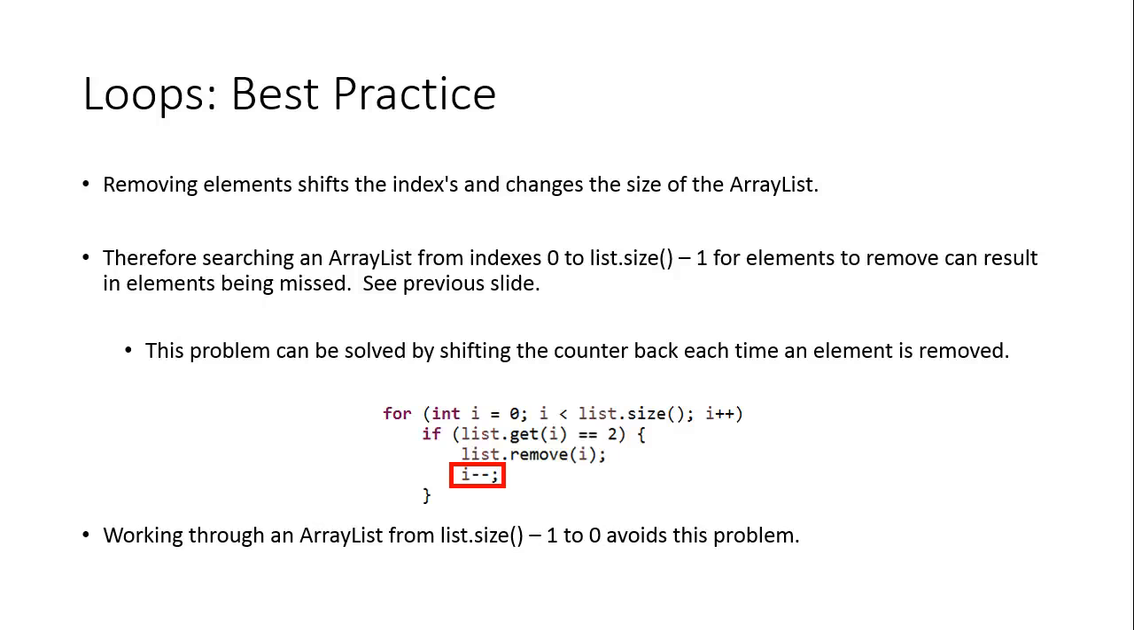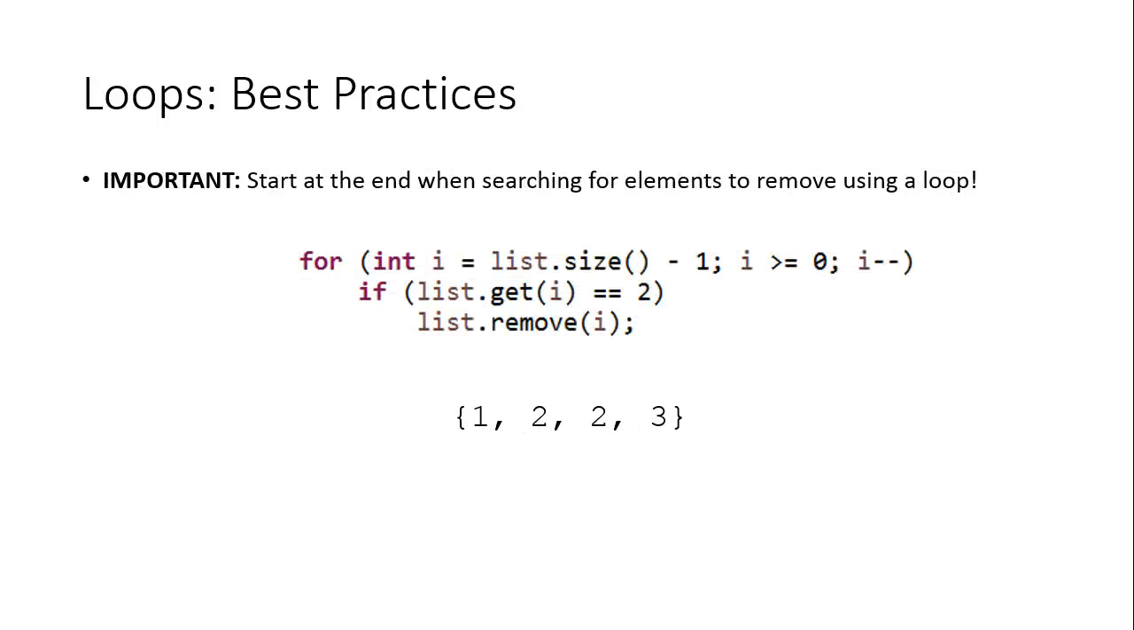However, if you work through the array list backwards, you avoid this problem. And this is the best practice. If you're searching an array list with the intent of removing elements, start at the end and work to the start, work to the beginning. And this is why. Watch. I is 3, size is 4. So we're going to remove this element and watch what happens. The only elements whose indexes change are the ones we've already inspected. So we actually go to that next 2 and we remove that.